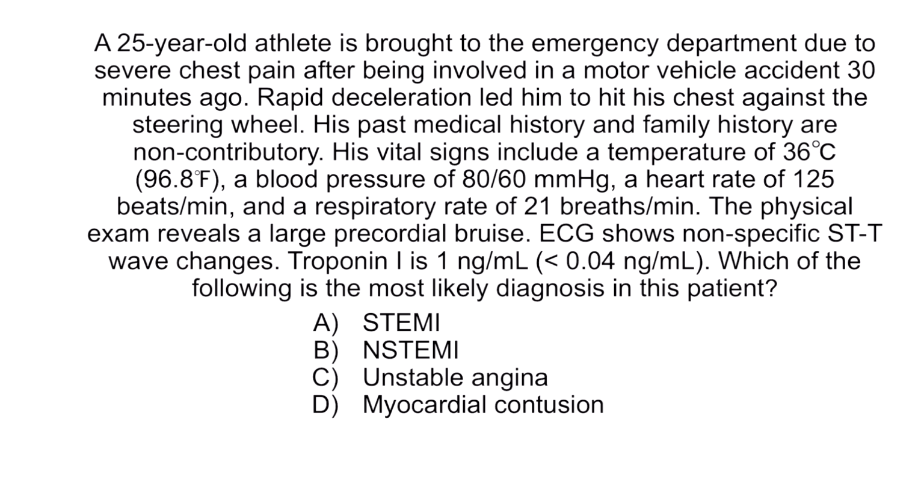A 25-year-old athlete is brought to the emergency department due to severe chest pain after being involved in a motor vehicle accident 30 minutes ago. Rapid deceleration led him to hit his chest against the steering wheel. His past medical history and family history are non-contributory. His vital signs include a temperature of 36 degrees Celsius, blood pressure of 80/60, heart rate of 125, and respiratory rate of 21.